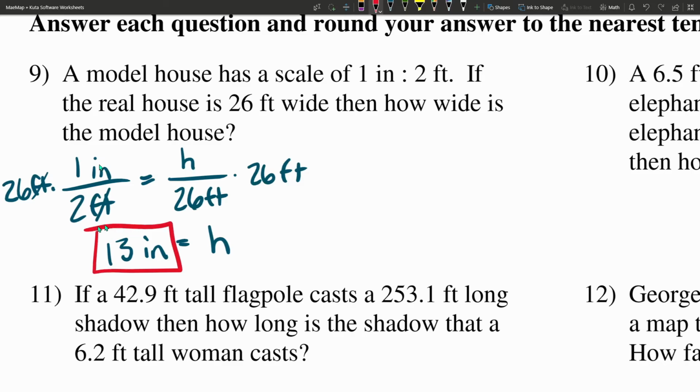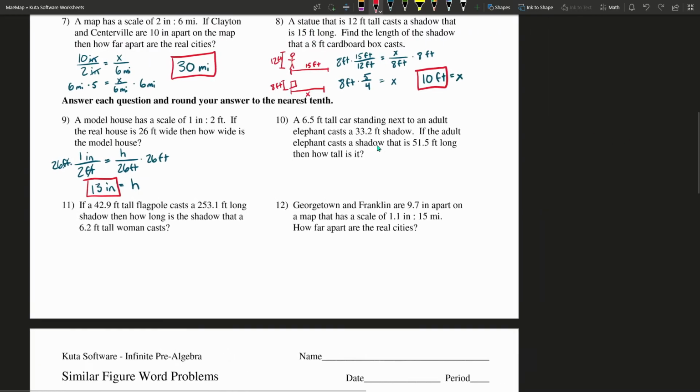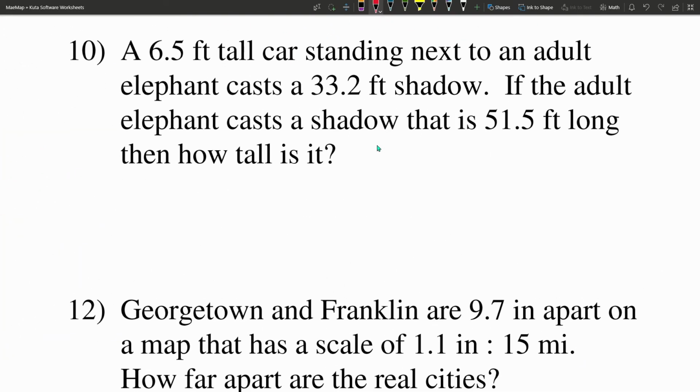So we didn't even have to deal with decimals in number 9, but I have a feeling we are going to in number 10. Looking at number 10, it says a 6.5 foot tall car standing next to an adult elephant casts a shadow that is 33.2 feet. So I'm going to go ahead and draw some car.